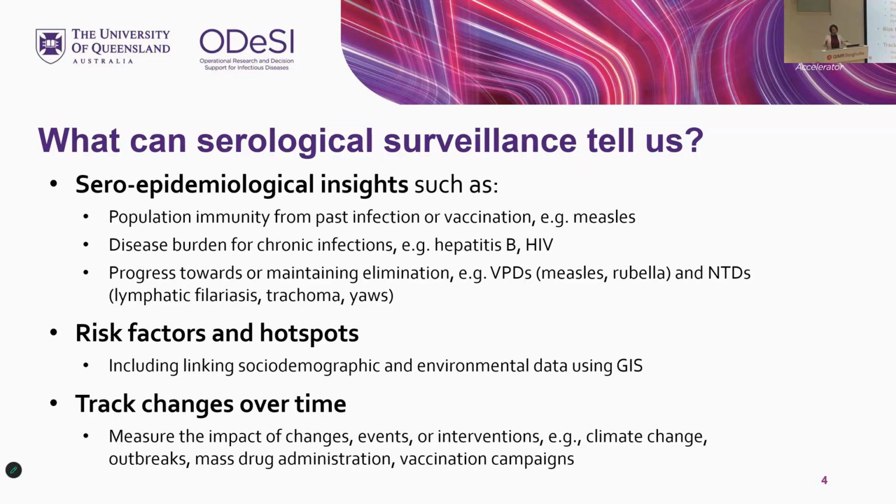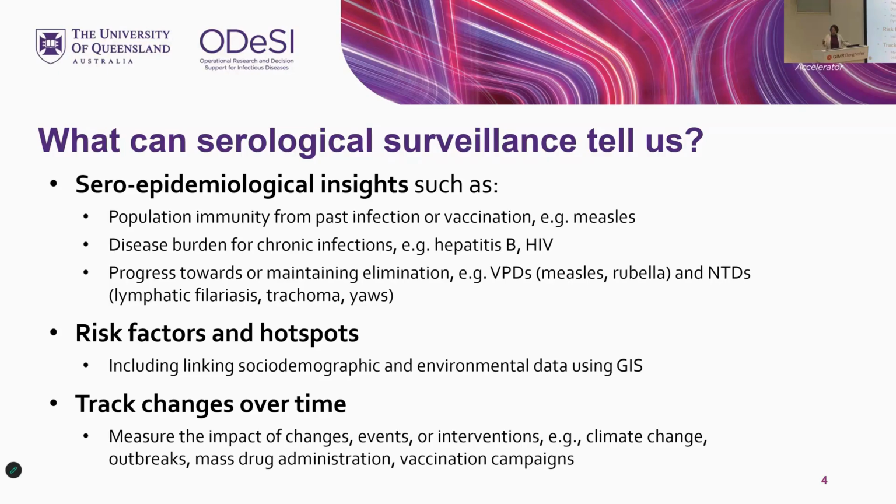Then if we combine the antibody data with things like geographic information systems data, environmental data, GPS locations of where you've collected the data, you can do other things like look at hotspots and do spatial epidemiological studies. And if we do multiple studies over time, we can also track what might be happening over time, either just as a result of changes over time, but also looking at actual events or interventions and what was before and what's happened after.